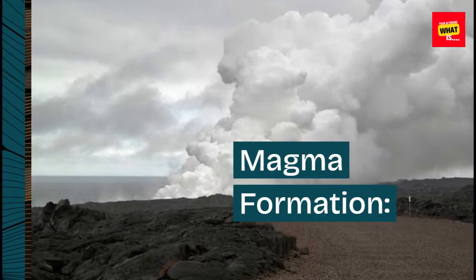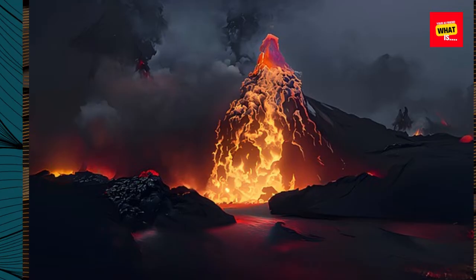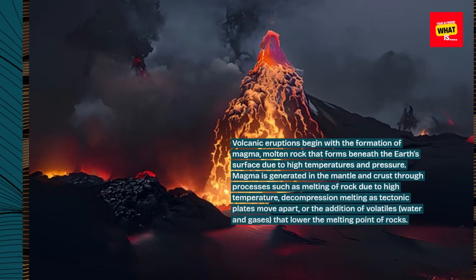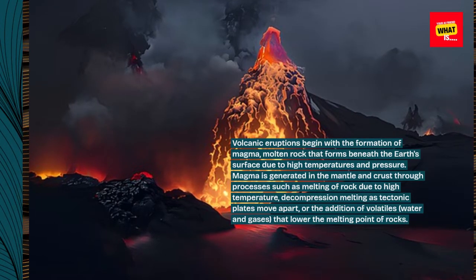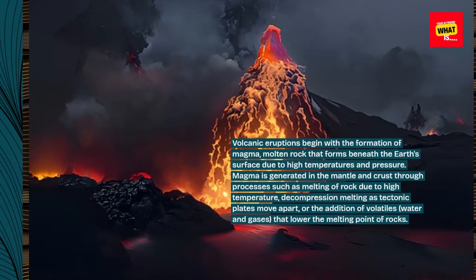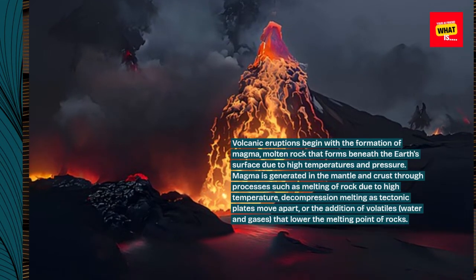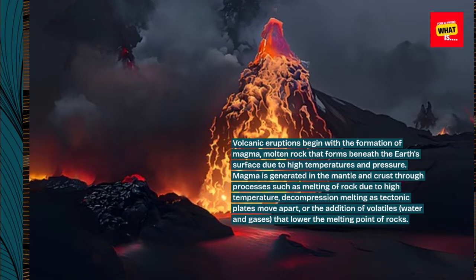Magma formation. Volcanic eruptions begin with the formation of magma, molten rock that forms beneath the Earth's surface due to high temperatures and pressure. Magma is generated in the mantle and crust through processes such as melting of rock due to high temperature, decompression melting as tectonic plates move apart, or the addition of volatiles, water and gases, that lower the melting point of rocks.